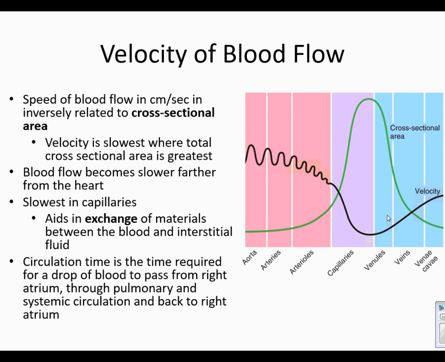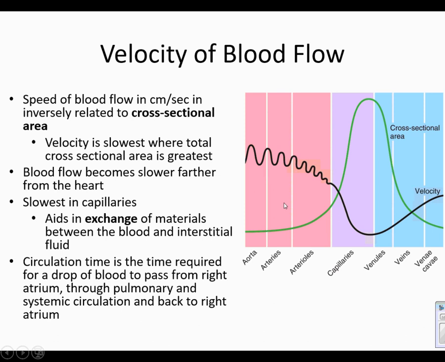When we talk about velocity of blood flow, we're talking about how fast the blood is flowing. Okay. And we're going to look mainly at our 3 major blood vessels, our arteries, our capillaries, and our veins. Our arteries and our veins, as you can see here, have a pretty high velocity, especially your arteries, which would make sense because they're the ones directly receiving the blood from your heart.